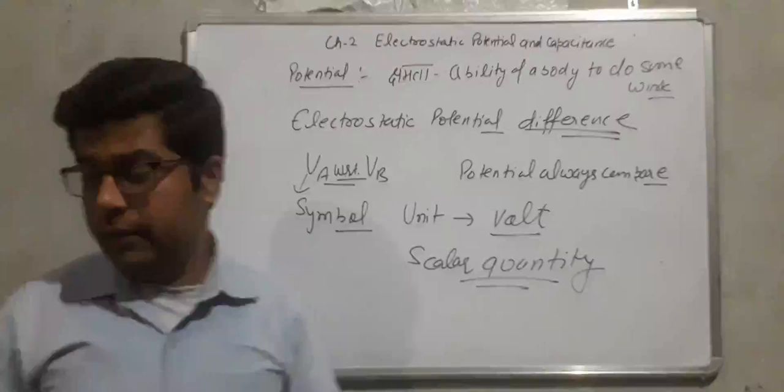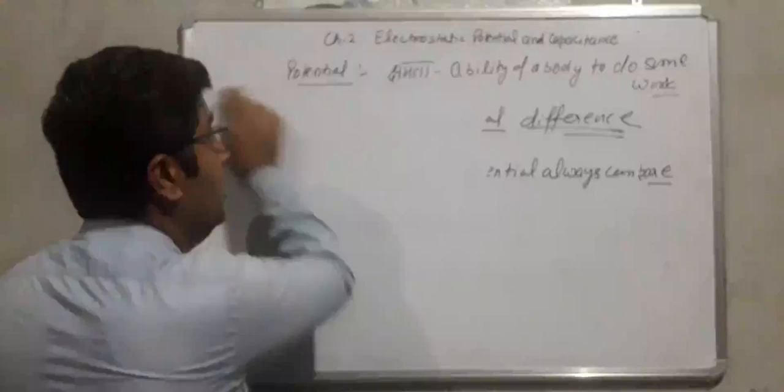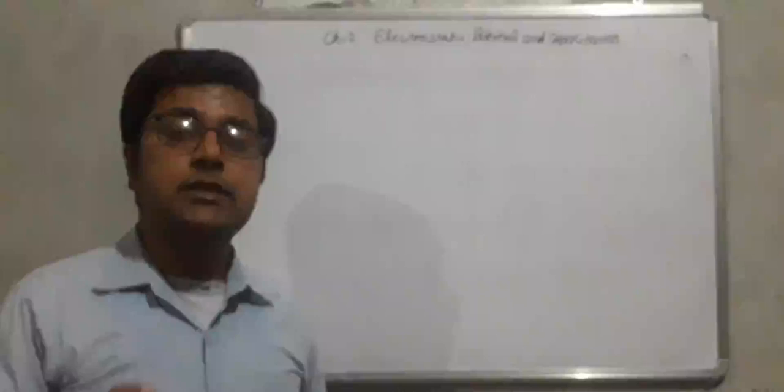So till now we discussed what is potential. Potential means ability of the body to do some work, but potential of a single body cannot be measured. Potential is a scalar quantity. The symbol for potential is V and the unit for potential is volt, and we always compare the potential of body 1 with respect to the potential of body 2.